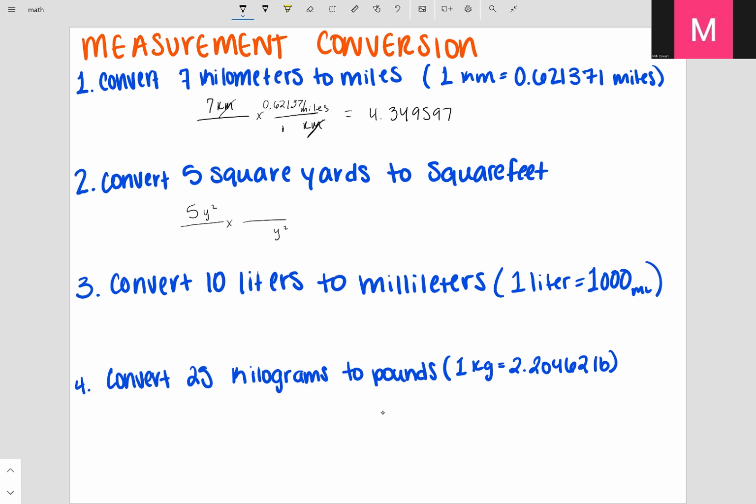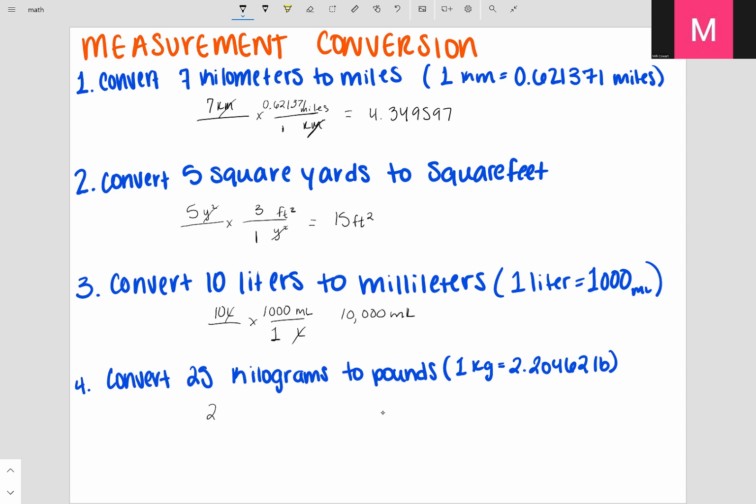Next, we want to convert 5 square yards to square feet. We'll have yards squared on the bottom and feet squared on the top. So there's 3 feet in 1 yard. So we have 15 feet squared. Next, we want to convert 10 liters to milliliters. 1 liter equals 1,000 milliliters. So we'll have 10,000 milliliters.